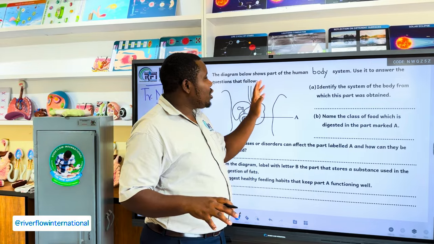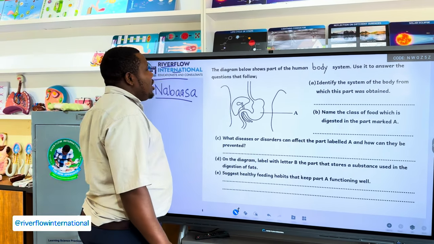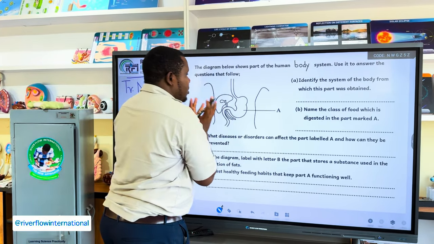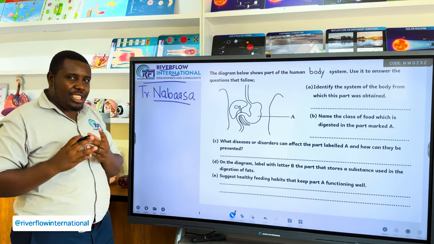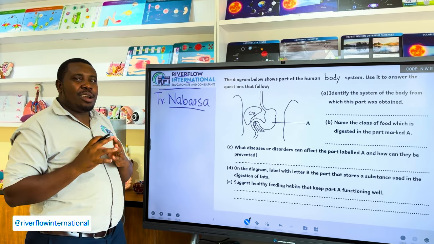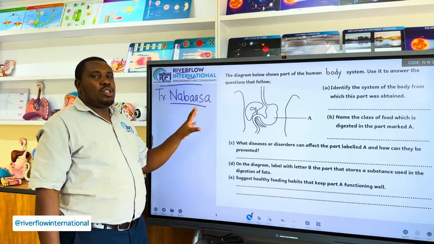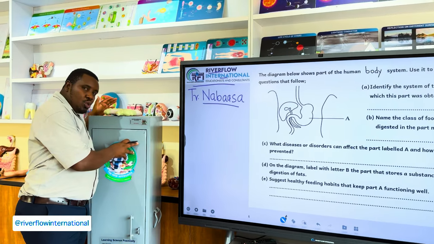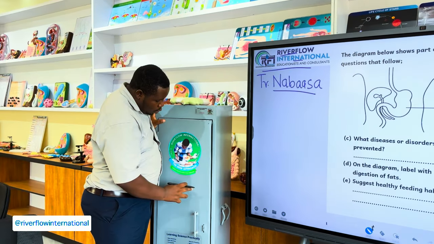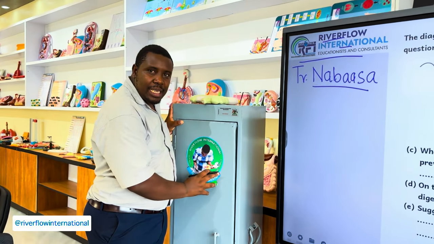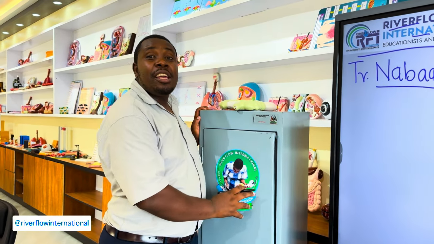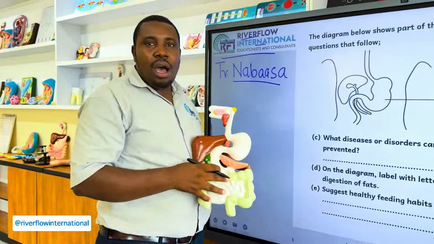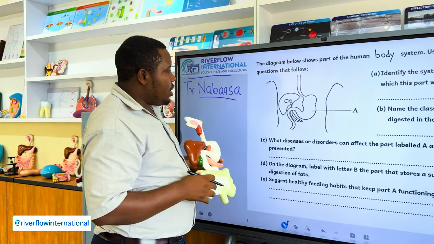The diagram below shows part of the human body system. Use it to answer the questions that follow. Now, we are going to first look at this and interpret it. One of the key things that you have to do before you answer the question is to interpret it. And of course, to answer it, I am going to use one of the items found in the new approach primary science kit made by River Flow International. And this is the item that we are going to use.